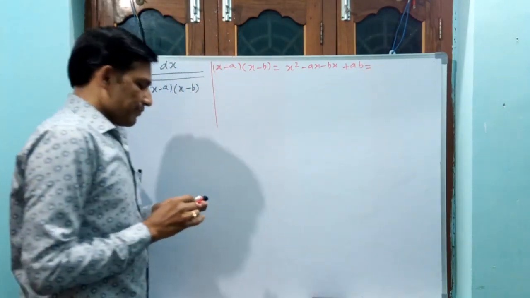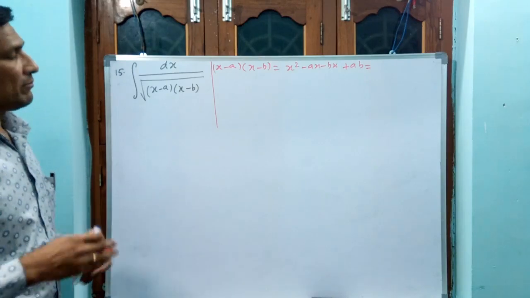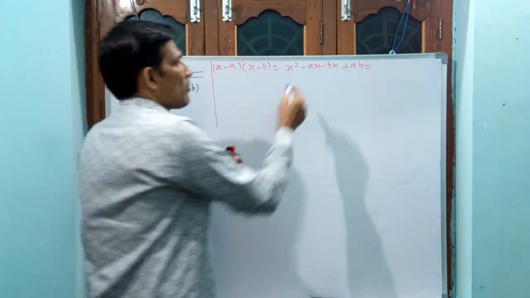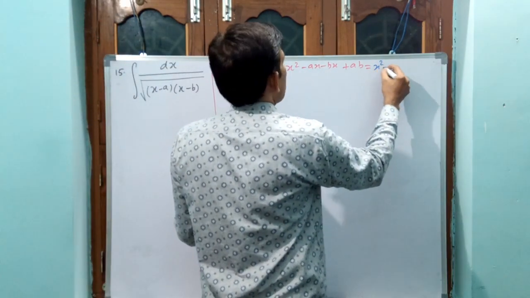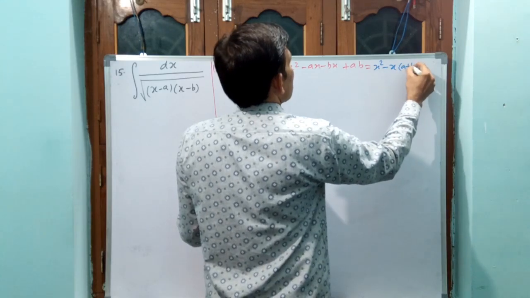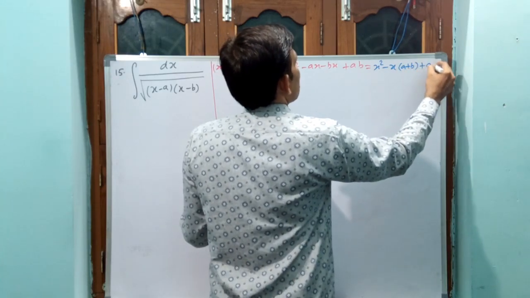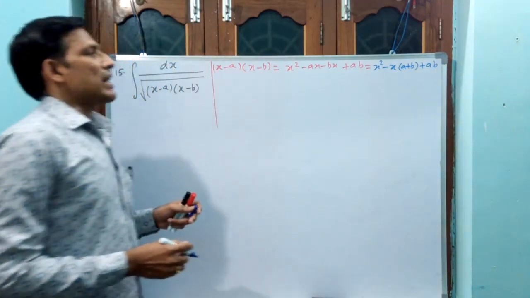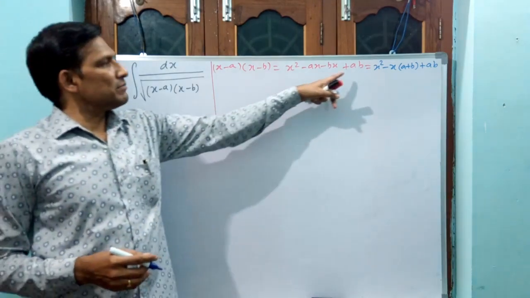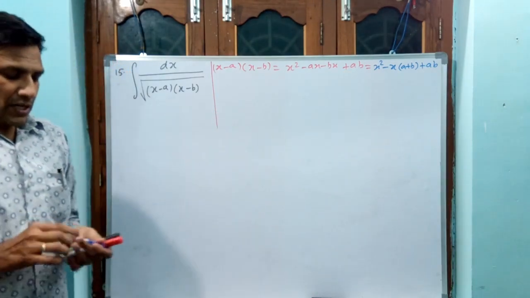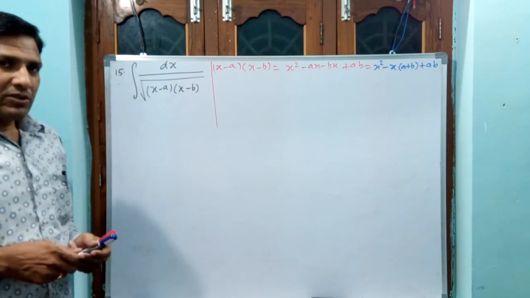Is it okay? Okay, like this it will come. Now you can take common of x: x square minus x(a plus b) plus ab. Is it okay? First you see minus ax minus bx. See here what I want to write.